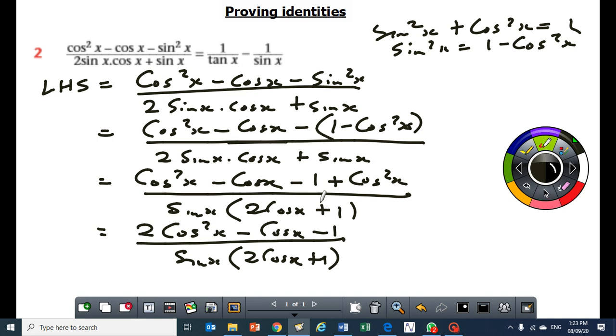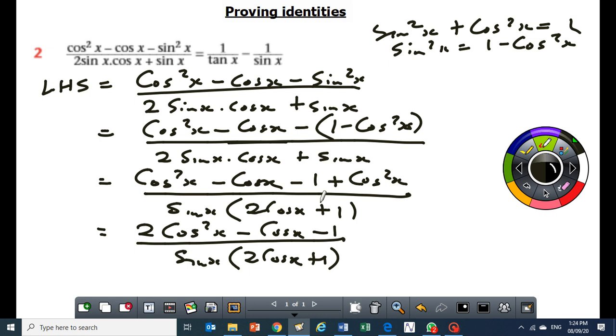Please allow me to simplify it and say, let k be equal to cos x, so that I'll get 2k squared minus k minus 1. Now, if you factorize this, you can have 2k here, k there, and then minus 1 and plus 1. So I can write this as 2 cos x plus 1, times cos x minus 1.